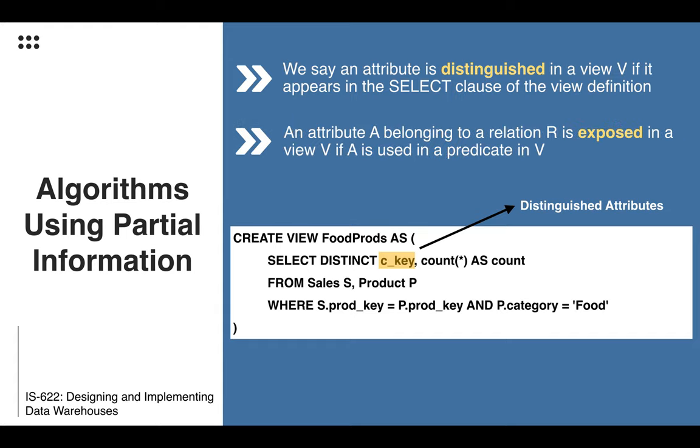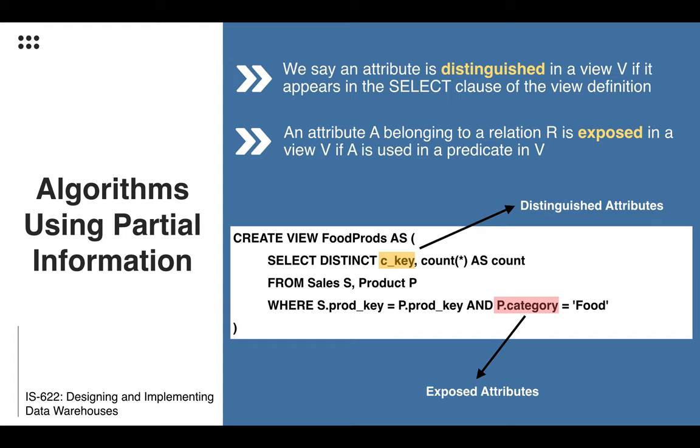The second definition we also have to keep track of is that an attribute belonging to a relation is exposed. Any attribute is said to be exposed if it is included in the predicate. Predicate is this clause, whenever you have a where and something here which is restricting the number of records. So if you have any attribute here which is restricting the number of records, this is called an exposed attribute. So in a view, you can have these two kinds of attributes. If it is included in the select statement, it's called a distinguished attribute. And if there is some attribute which is used only to make a decision for reducing the number of rows, we call it an exposed attribute.